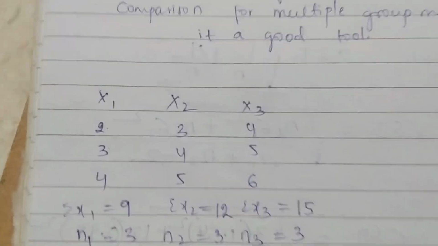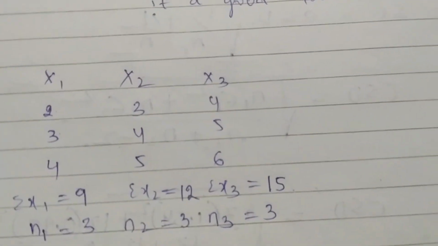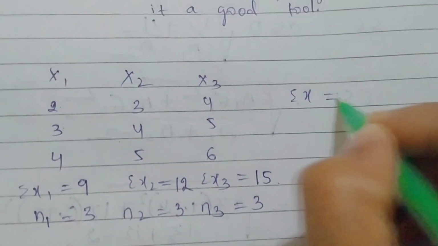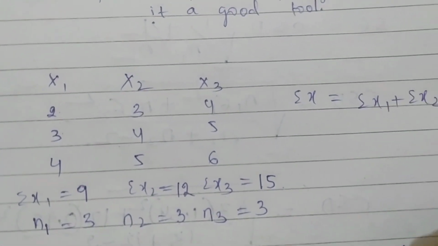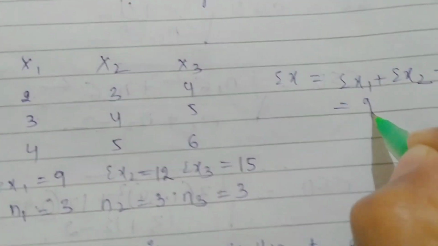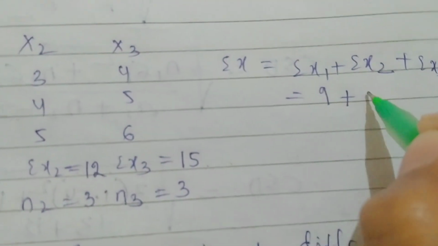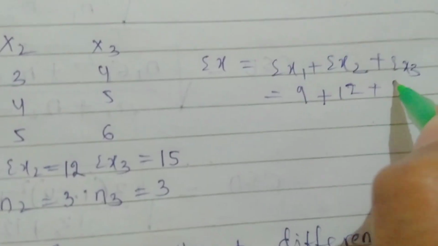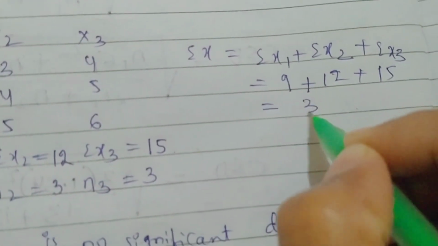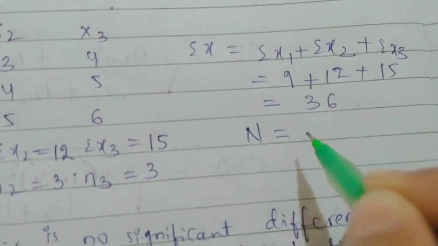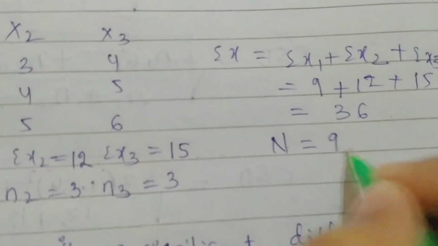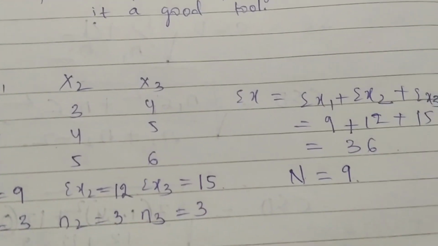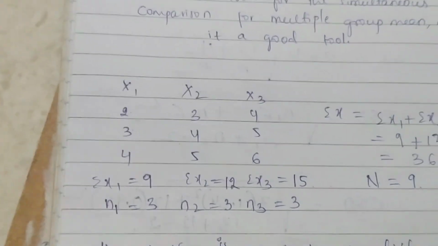Our next step is the summation of total x's, which is nothing but summation of x1 plus summation of x2 plus summation of x3. So we have 9 plus 12 plus 15. Adding all this, we get 36. And capital N, the total number of observations, is 3 plus 3 plus 3, so we have 9 observations in total. This is the basic step, and after this we'll do the calculation step by step.